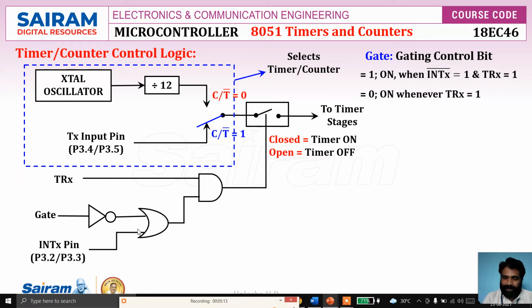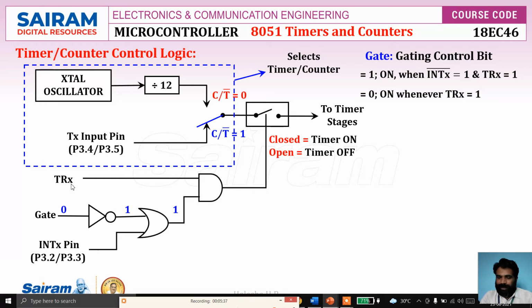Okay. So let's analyze this. Suppose GATE is equal to 0. Output of the NOT gate is 1. So whatever may be the other input, the output of the OR gate is 1. As we know, whenever GATE is equal to 0, the timer is on when TRX is 1.